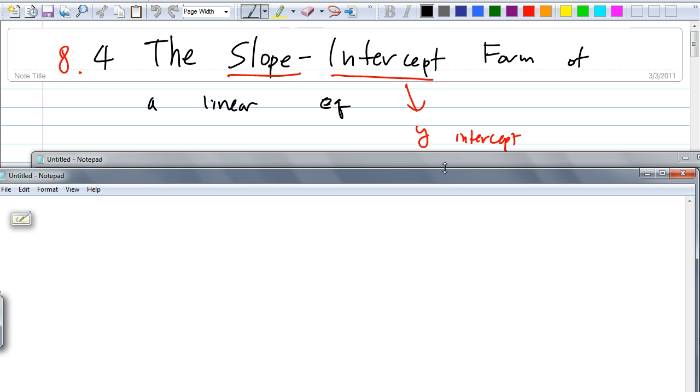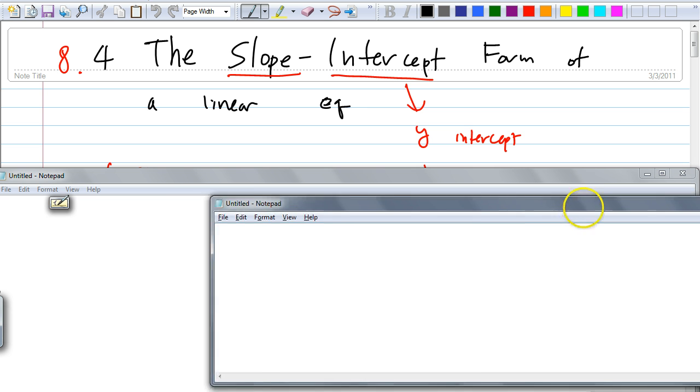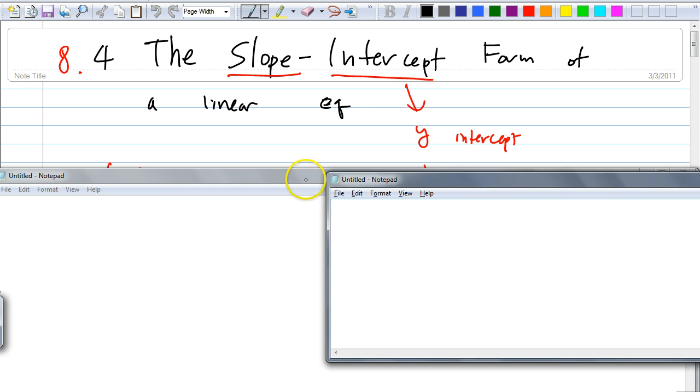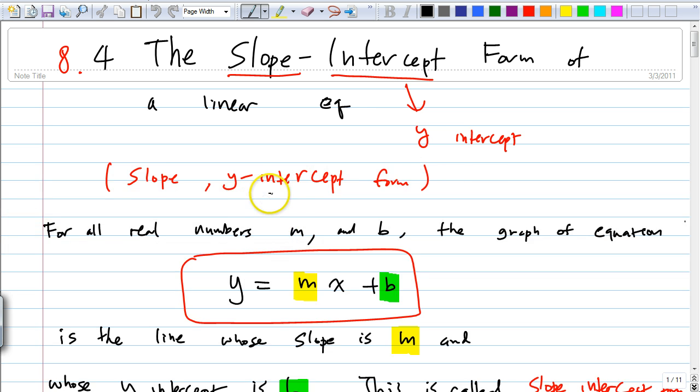So please, the real name should really be called the slope y-intercept form of a linear equation, because if you just say intercept, you don't know which one it is. It's really the y-intercept. By the way, which letter do we use for y-intercept? B. Very good. That's why the slope y-intercept form of the linear equation is y equals mx plus b, right there.